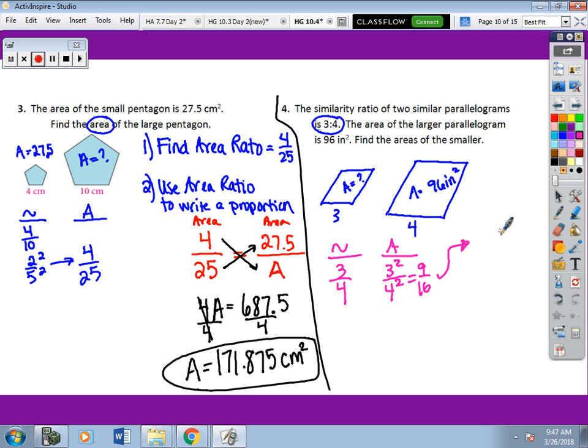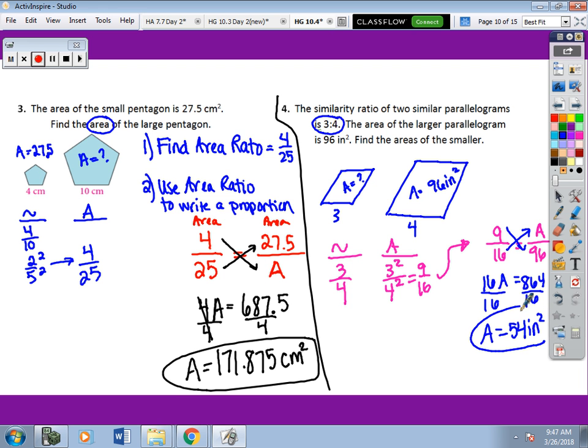Then we can use that to write a proportion. It has to be area equals area. Now this time our unknown area is the smaller one, so that will go in the numerator. 96 will go in the denominator. And we go ahead and we cross multiply. Should get 54 square inches.